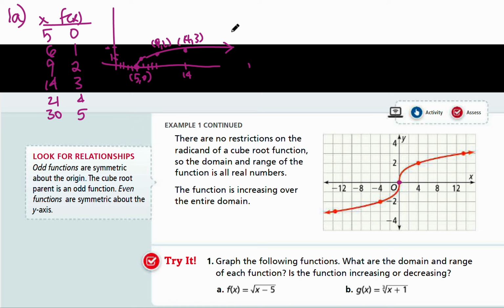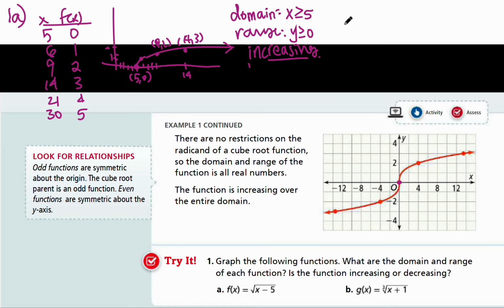What's the domain? It is not all positive because anything below 5 cannot be defined, right? So the domain is going to be anything that's greater than or equal to 5. And then the range, it's still the same as your parent function for your square root, which is all positive numbers including 0. And as x increases, y is increasing even though it's slow. So the graph is increasing. And that's it. Let's look at part B.